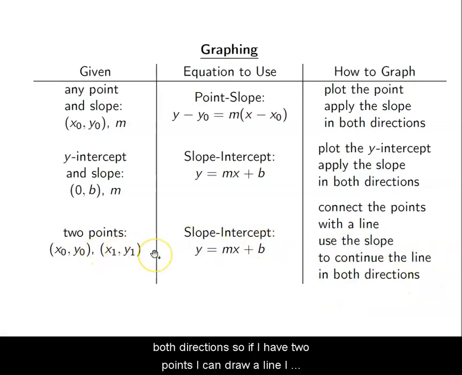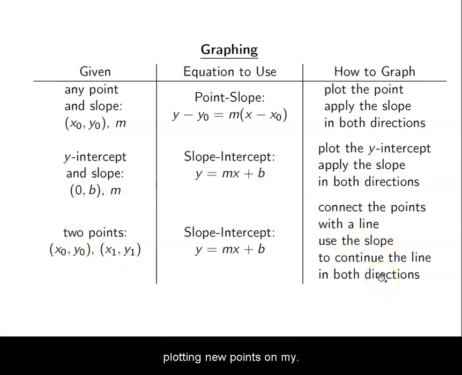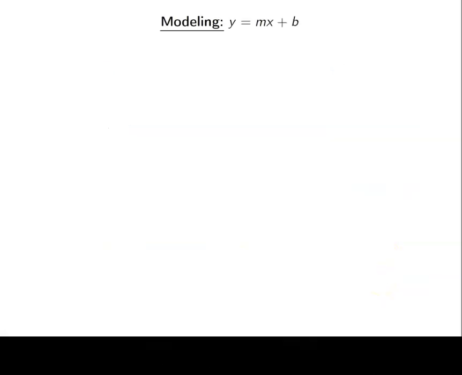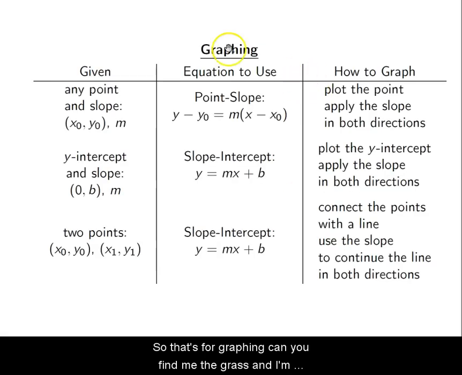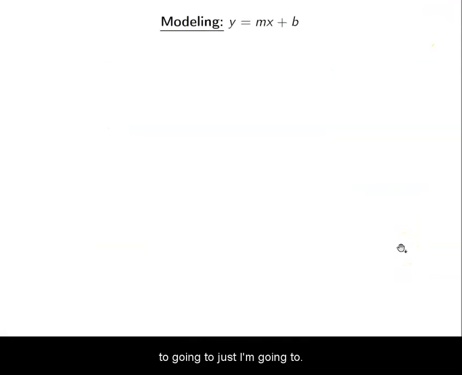So if I have 2 points, I can draw a line. If I need to be even more accurate than that, I can continue the pattern of the slope between these 2 points to continue plotting new points on my line. Okay. So that's for graphing. If I need a graph and I'm given these things, these are the equations that I'm using. But more importantly, if this is what I'm given, then this is how I'm gonna graph.